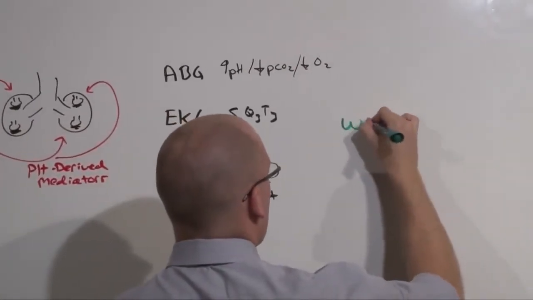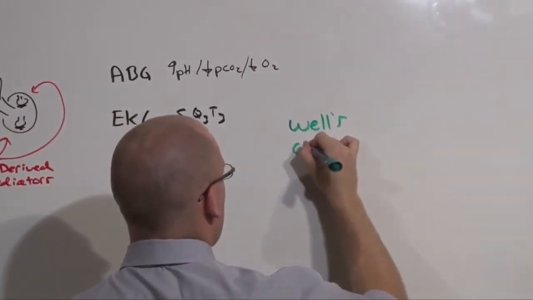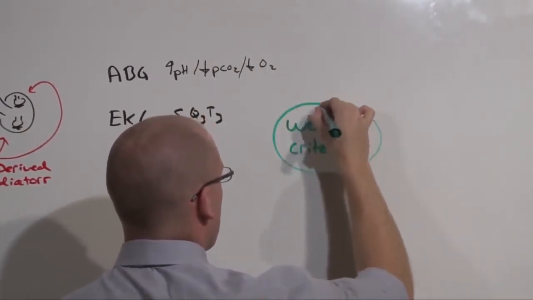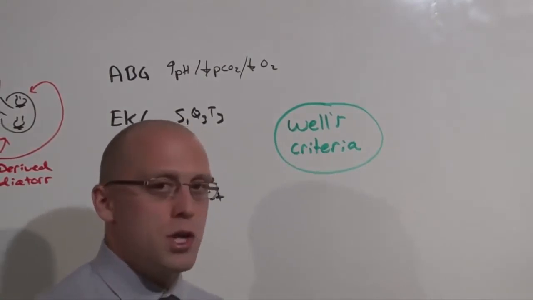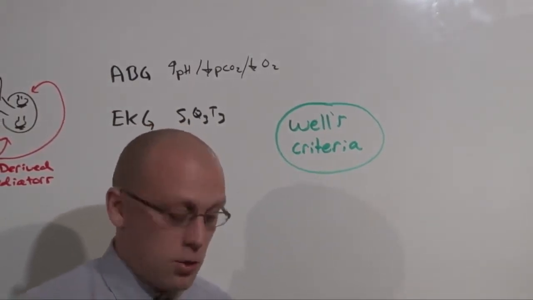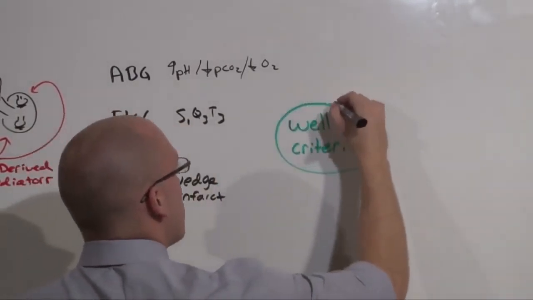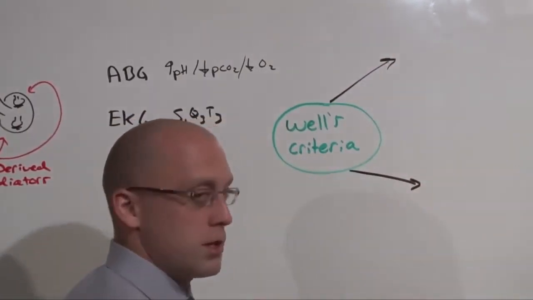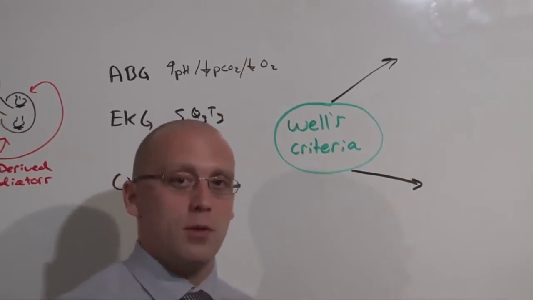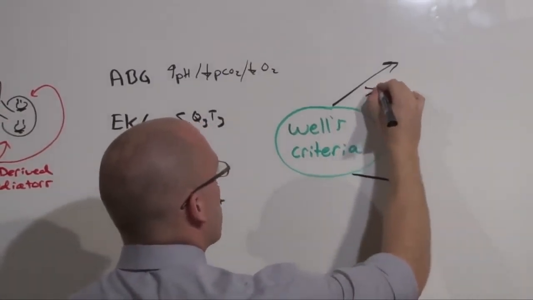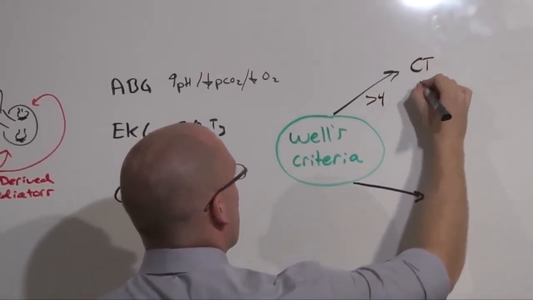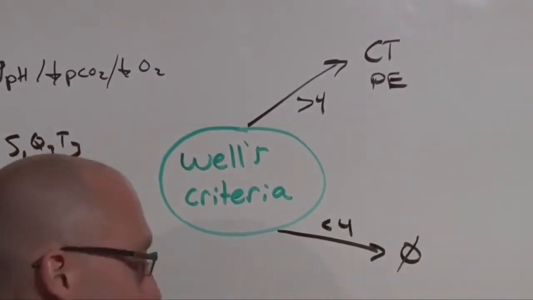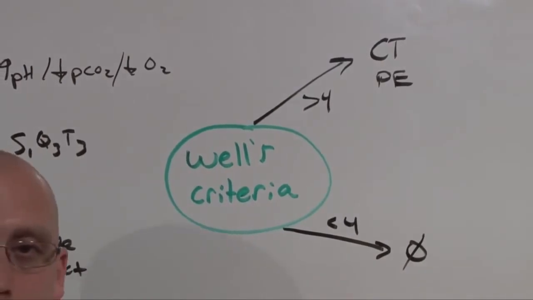The Wells criteria takes into account a number of elements, and it's used in two ways. The first way is the modified Wells criteria, and it separates with a flat number. If the Wells criteria is greater than 4, you get a CT with PE protocol. If it is less than 4, you don't. Simplest way to use the scoring system.